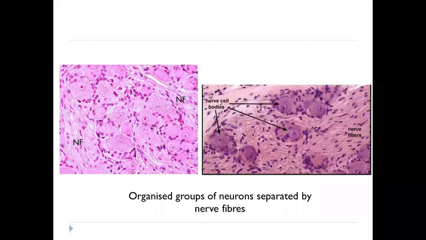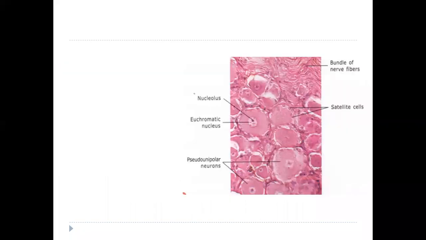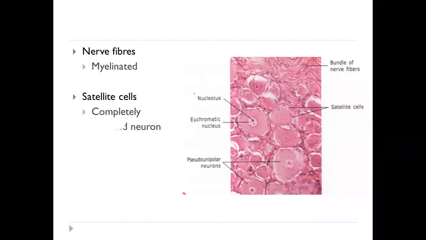This is another important identifying feature for spinal ganglion. And these nerve fibers, they are myelinated nerve fibers. The satellite cells I've already mentioned, they completely surround the neuron. So here we can see, look at the nuclei of satellite cells again, it's completely surrounding the pseudo-unipolar neuron. So totally there are 7 points of differentiation.